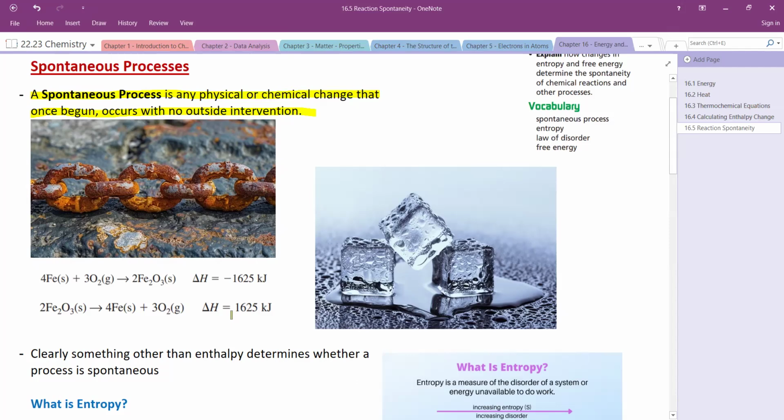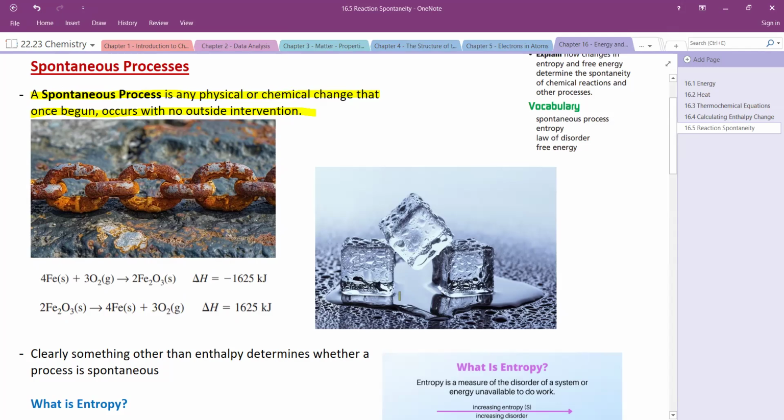And this might lead us to think that all exothermic processes are going to be spontaneous. And that's actually not true, right? In this case, the reverse reaction where we go from rust into iron, that is not a spontaneous process, and it happens to be endothermic, right? We just leave a piece of rust out there. It's not just going to suddenly turn into iron.